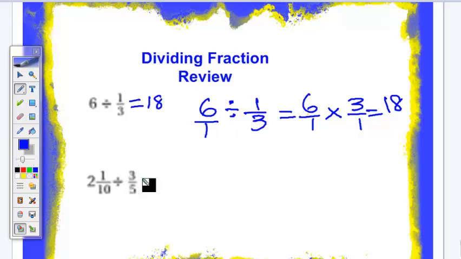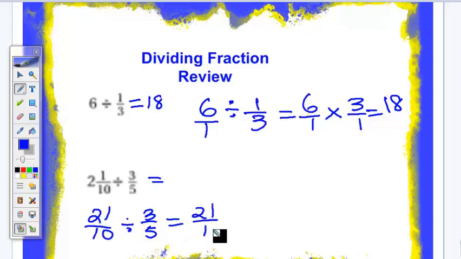Alright, for the second one, here we have a mixed number. So similar to multiplying, whenever we see a mixed number, we need to change it to an improper fraction. So this will be 2 times 10, 20, plus 1, 21. Let's do it below. 21 over 10 divided by 3 over 5. Okay? 21 over 10 stays the same. Division turns to times. And we flip the second fraction.